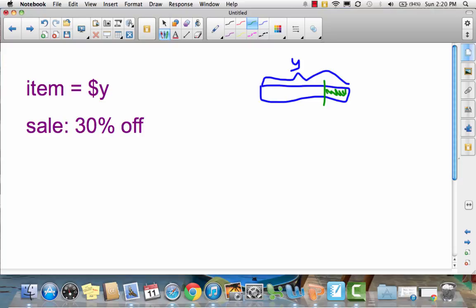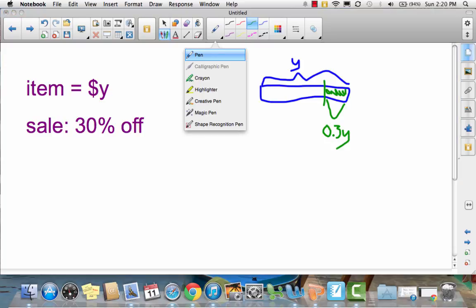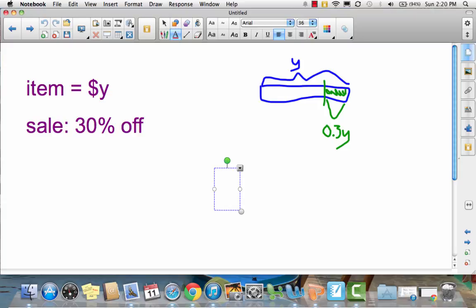Okay, and I'm going to label this section. So this piece right here represents the 30% off. So this is 30% of whatever my total price is, which we know to be Y. So it's 0.3Y. So my expression could be the price Y minus 30% of the price. Or again, I know that there's a 1 sitting here.